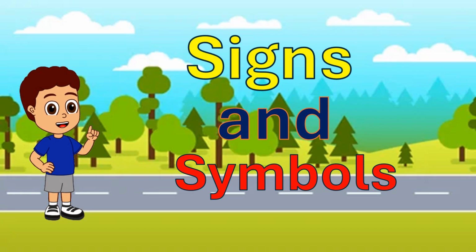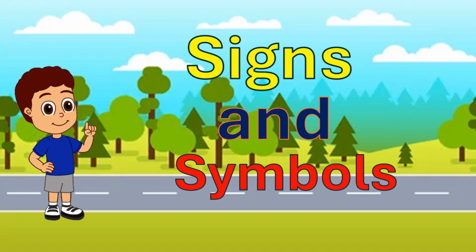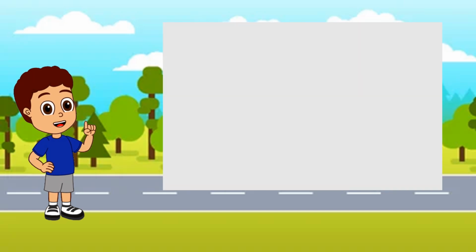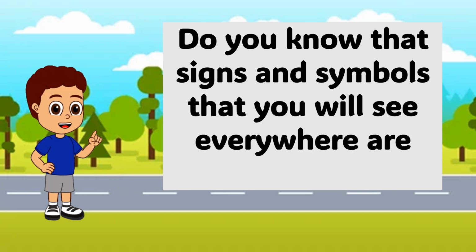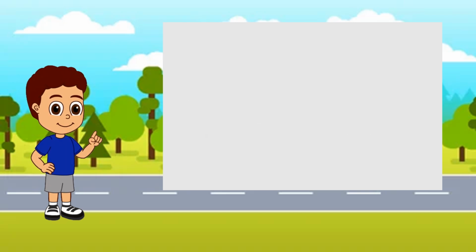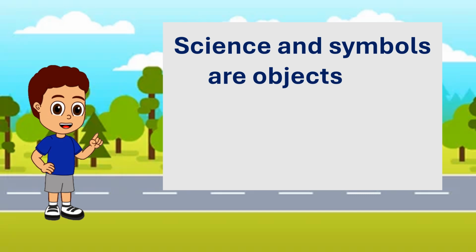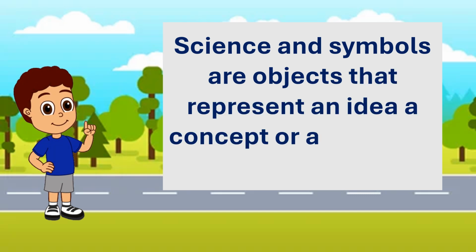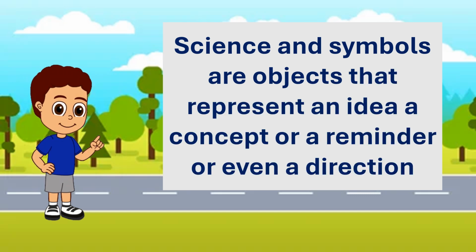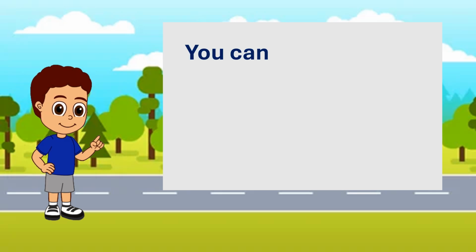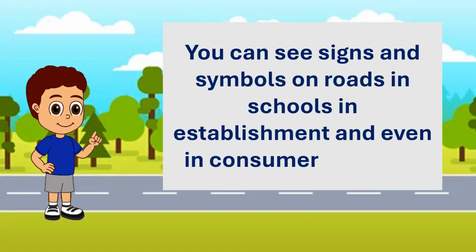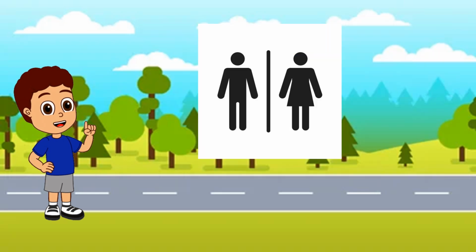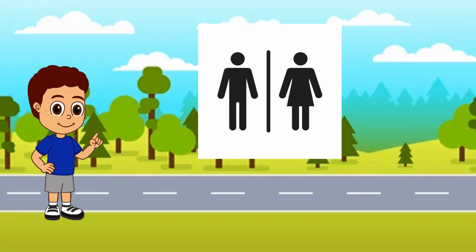Today's video, we will learn about signs and symbols. Do you know that signs and symbols that you can see everywhere are important? Signs and symbols are objects that represent an idea, a concept, a reminder, or even a direction. You can find signs and symbols on roads, in school, in establishments, and even in consumer products. Now, let's see how many of them you know.